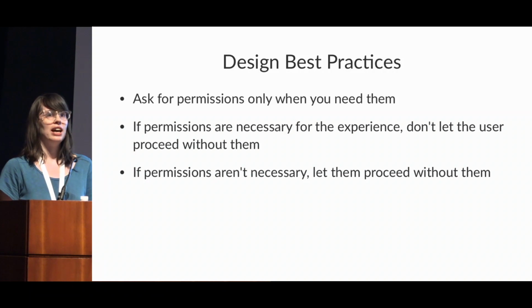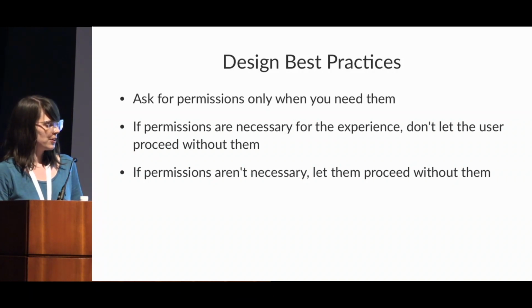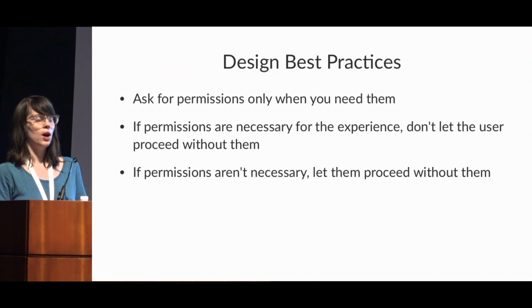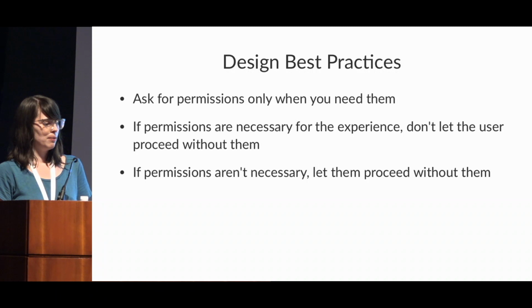Here are some design best practices for how to implement permissions in your app. First, ask for permissions only when you need them. Don't bombard the member with a bunch of permissions dialogues when they first open the app. For us, the only permission we ask when you first open the app is to allow notifications. At this point, people don't have sufficient context about the permissions you're asking for and are more likely to deny them. Wait until someone wants to share a photo before asking for photo library permissions.